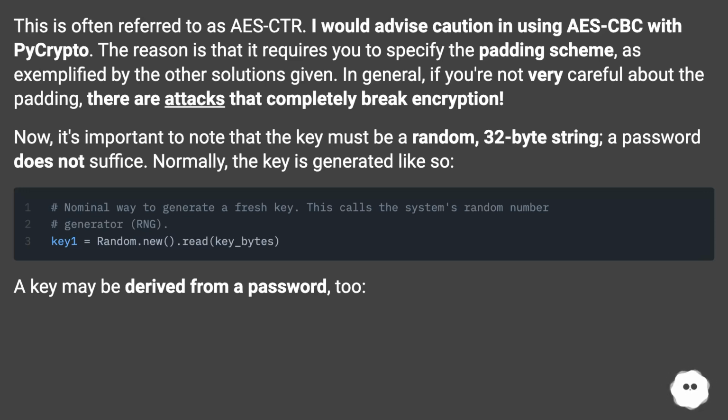Now, it's important to note that the key must be a random, 32-byte string. A password does not suffice. Normally, the key is generated like so. A key may be derived from a password, too.